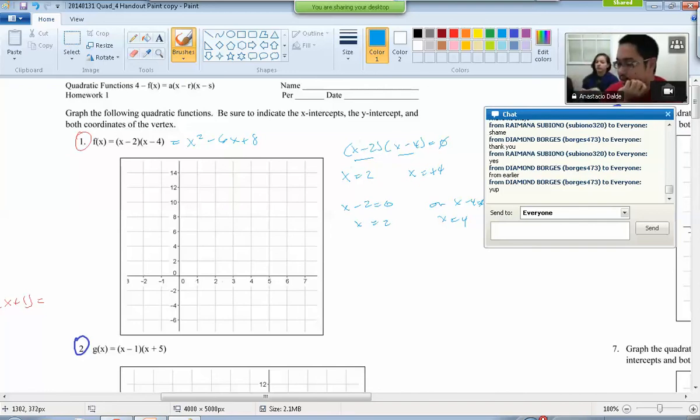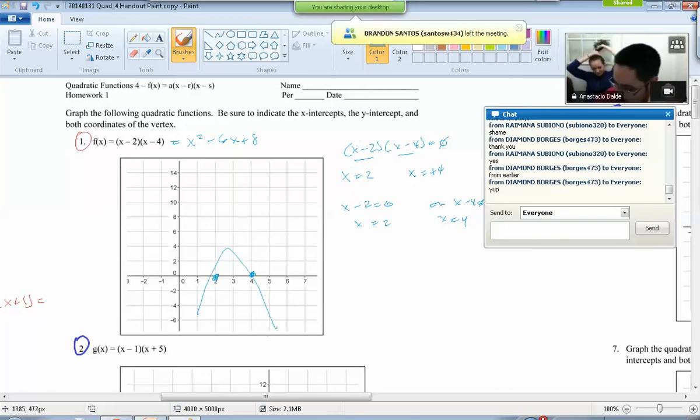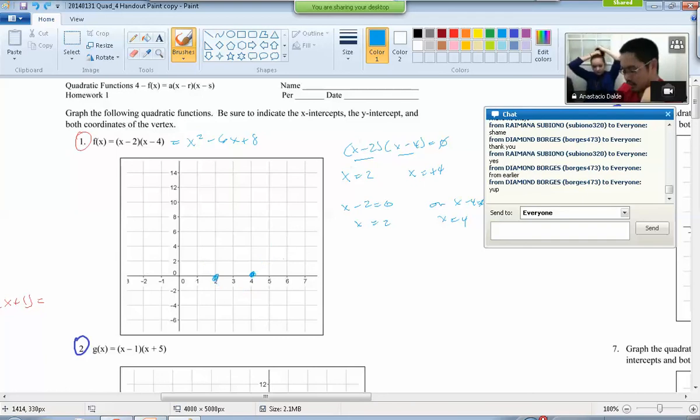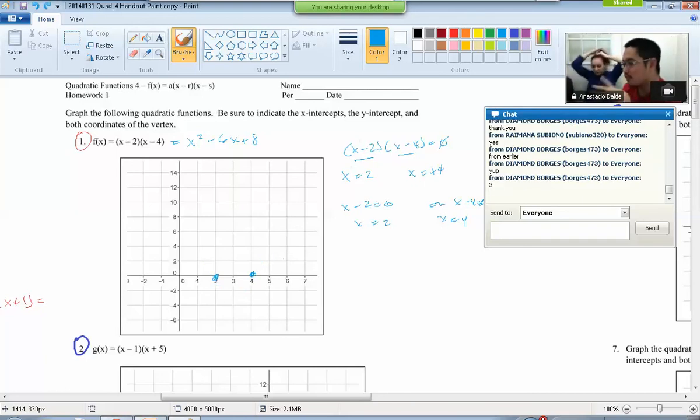All right. So we know that the thing crosses at 2 and 4. Remember, I'm not making a table. I'm just looking at this thing. Where's the vertex? If the crossing points are going to be at 2 and 4, I could have a parabola that looks like this, or I could have a parabola that looks like this. I'm not sure.